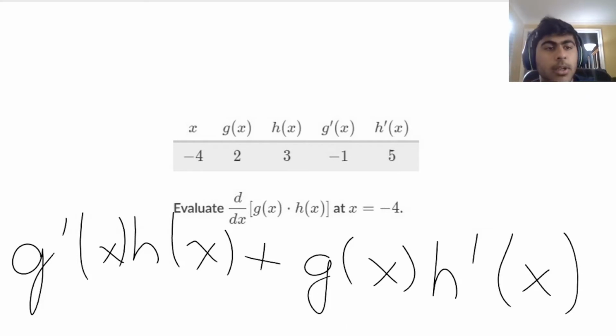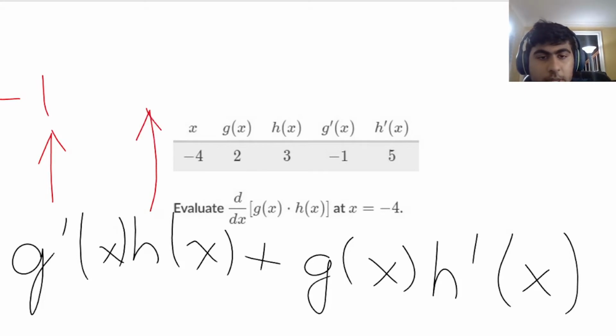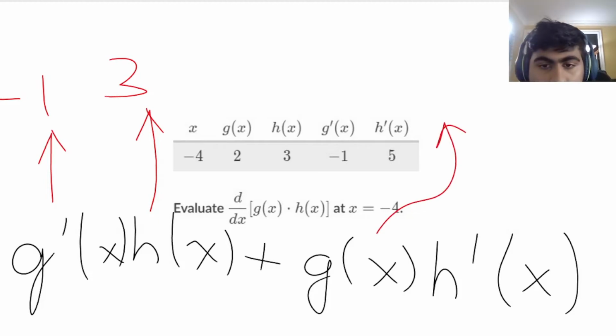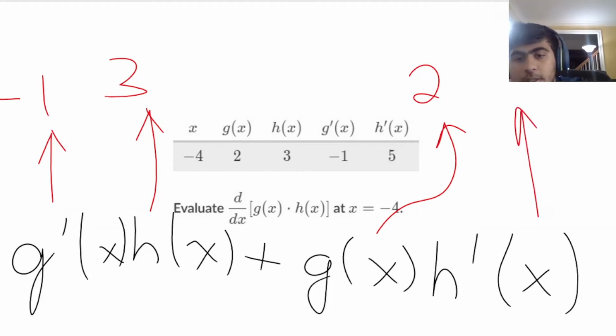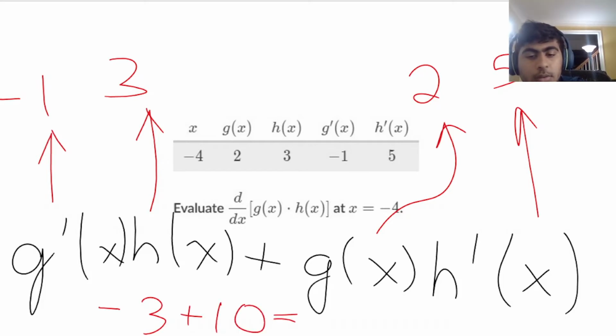Alright, now we can just start plugging in numbers. So g prime of x at negative 4 would equal negative 1, just pulling values from the table. h of x would be 3. g of x is 2. h prime of x is 5. So that'd be negative 3 plus 10, which would equal 7.